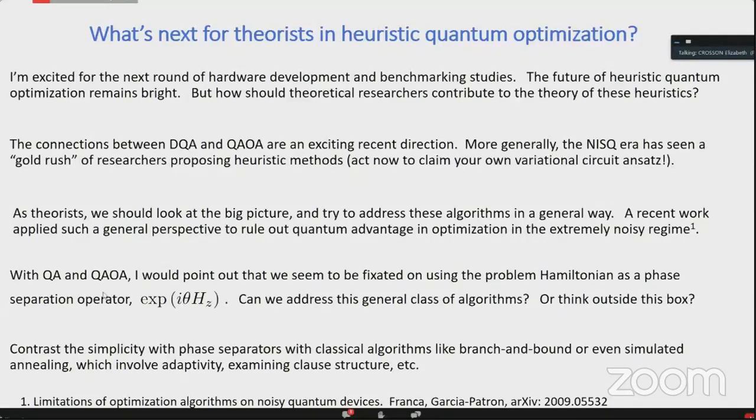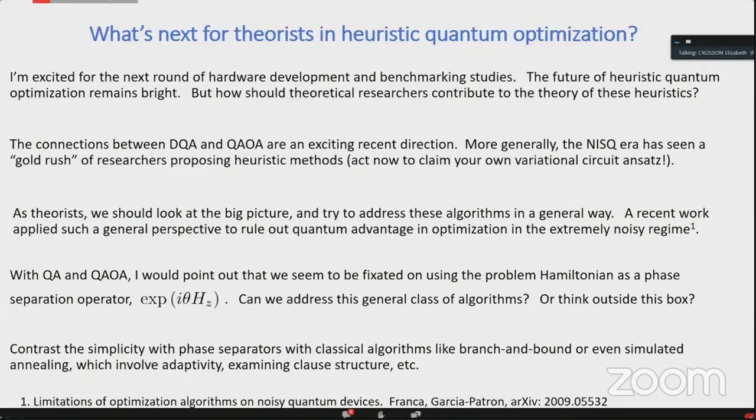I think that the connections between DQA and QAOA are an exciting recent development. But we're currently in an era where there's a gold rush of researchers proposing these heuristic methods as fast as they can write the papers. Act now to claim your own variational quantum circuit ansatz. So as theorists, I think what we should do is look at the bigger picture and try to address these algorithms that are just popping up over and over in a general way.